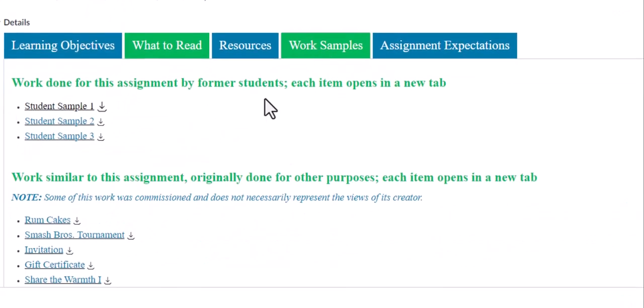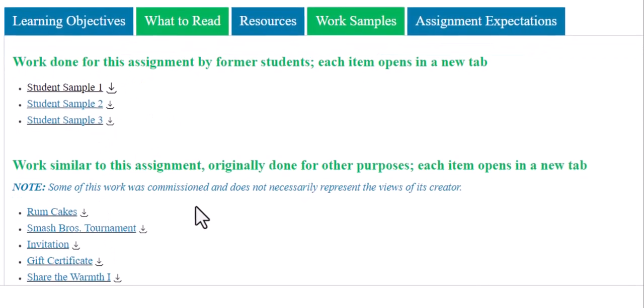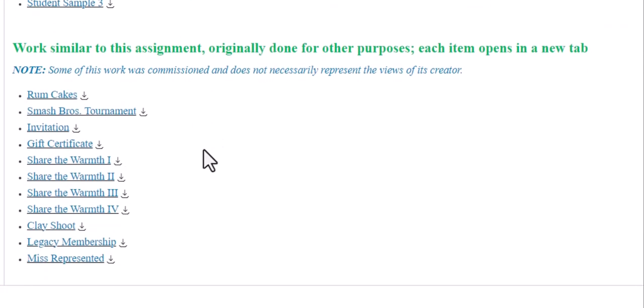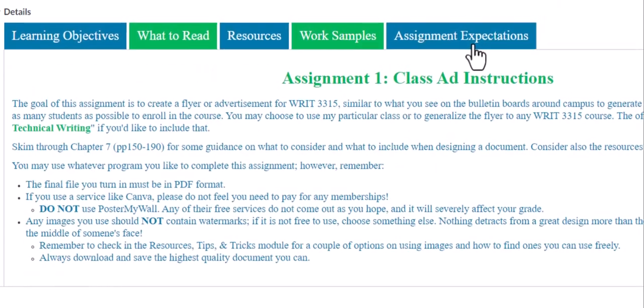You will also see a page with several work samples. We're going to look at one of these together near the end of this video, but these are several different samples you can see of similar types of work. Let's get right into the expectations.